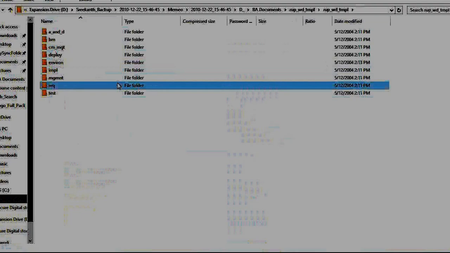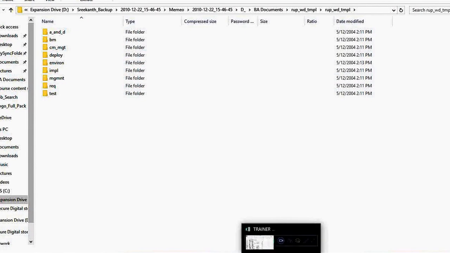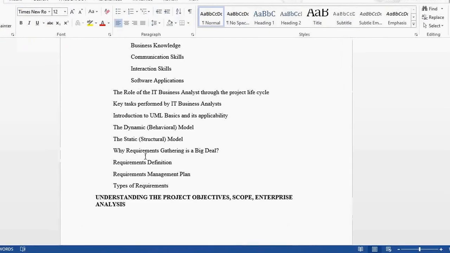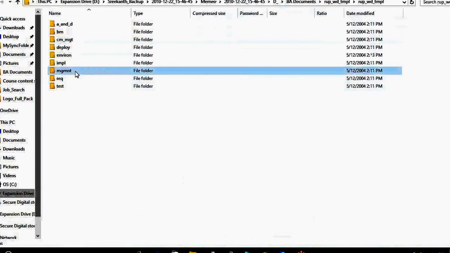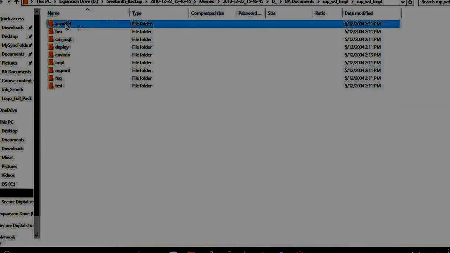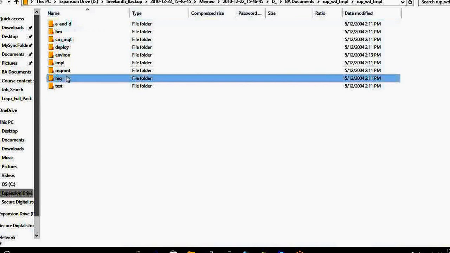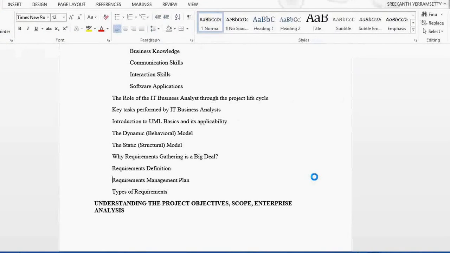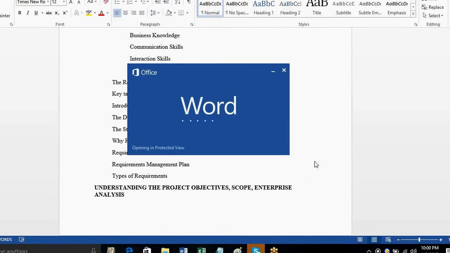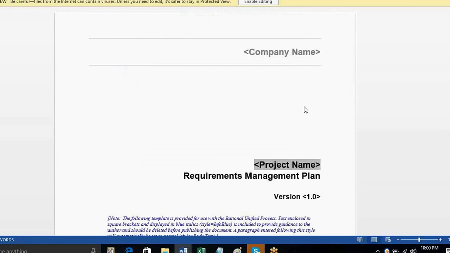So these are the templates that I have gathered over the time. So we were talking about this, right? Let me go back in here. Requirements management plan. I want to show you this template here a little bit. So this is the template for requirements management plan.